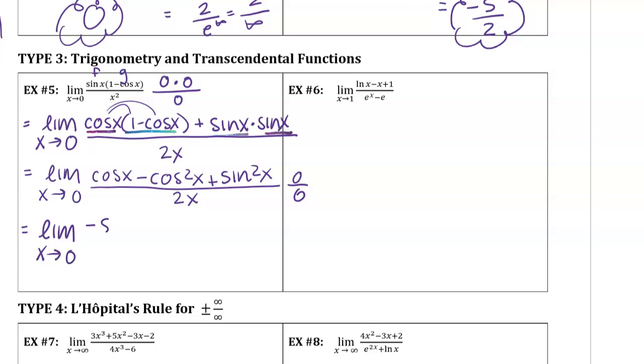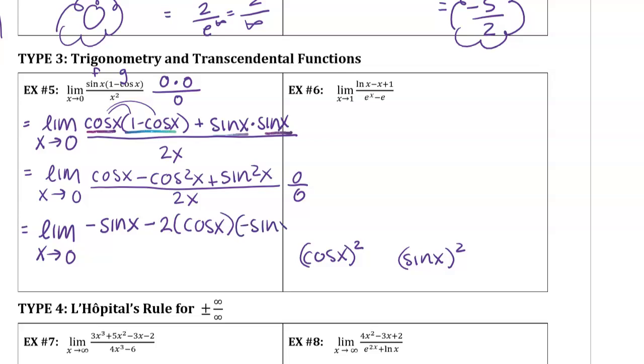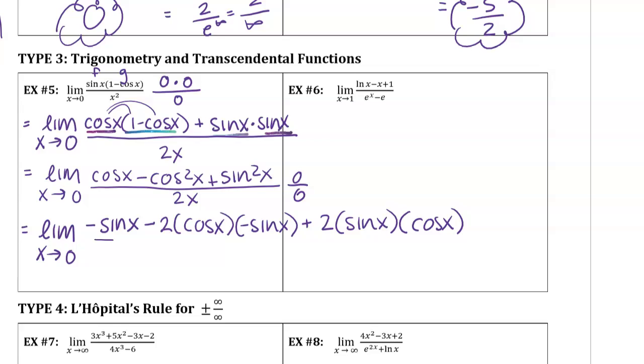The derivative of cosine is negative sine x. The derivative of cosine squared x. Remember, cosine squared of x looks like this. Sine squared of x looks like this. The derivative of cosine squared gives us minus 2 times cosine of x to the first power times negative sine x. The derivative of sine squared is plus 2 times sine of x to the first power times cosine of x. This is all divided by the derivative of 2x, which is 2.